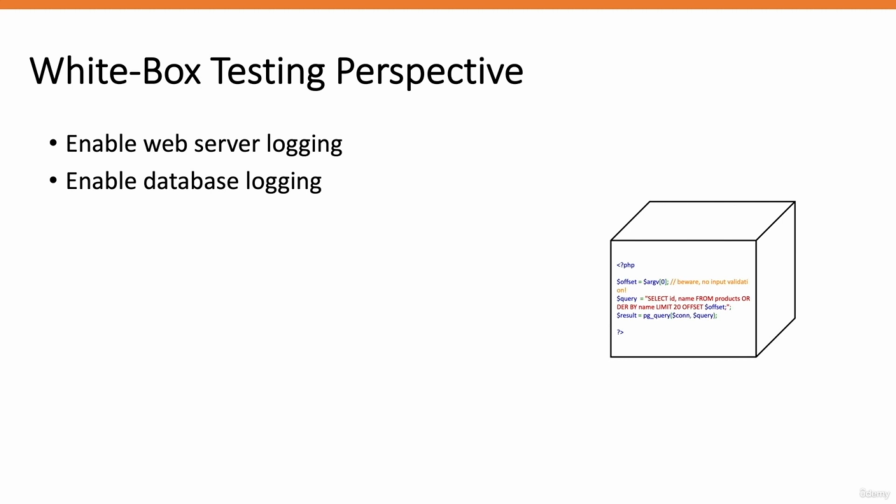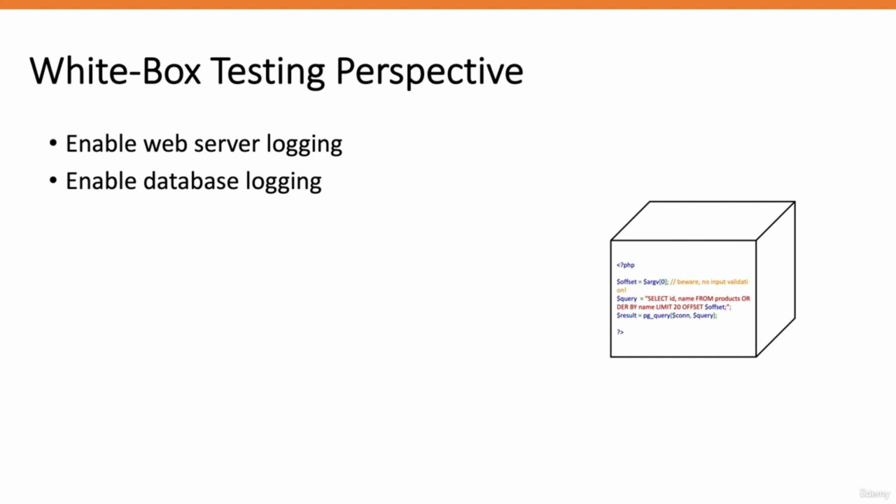This is where you're given the source code of the application. In this case, the first thing that I do is enable web server logging and database logging. Enabling logging at the web server level helps because when you're fuzzing the application, like we did from the black box perspective, it will generate errors on all the different invalid characters that you input into the application. That helps you detect that SQL injection exists, and also refine your payload later on.